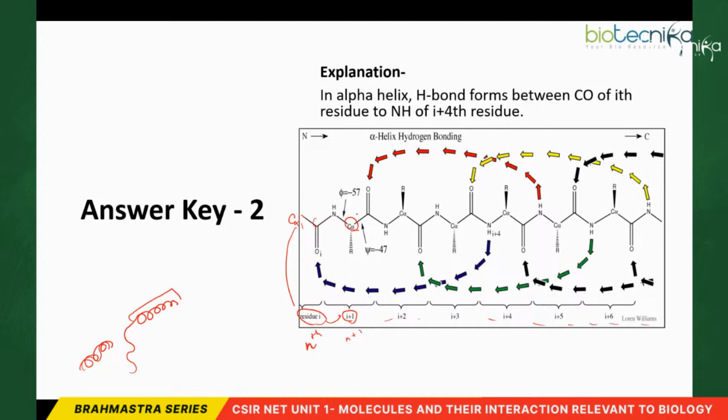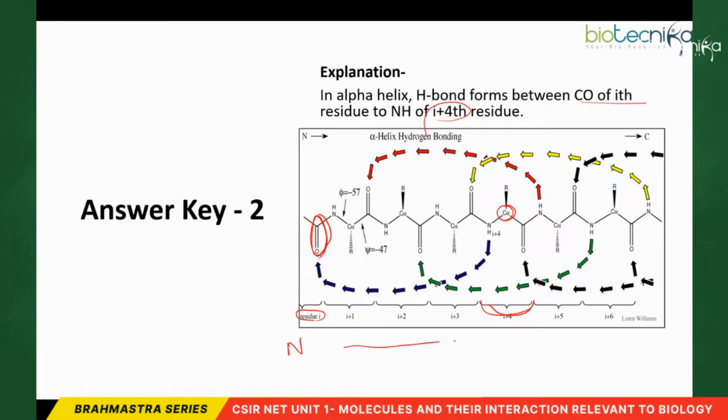Then, what is the hydrogen bond here? The CO of I to the NH of the I plus fourth residue. Since this is residue 1, this is the CO of I, and I plus 4 is this residue. Always we label our protein from N to C terminal, right? So this is the I plus fourth residue, this is the NH of I plus 4, and this is the CO of I plus 4. So if we have to take the NH of I plus 4, it means it is this group.